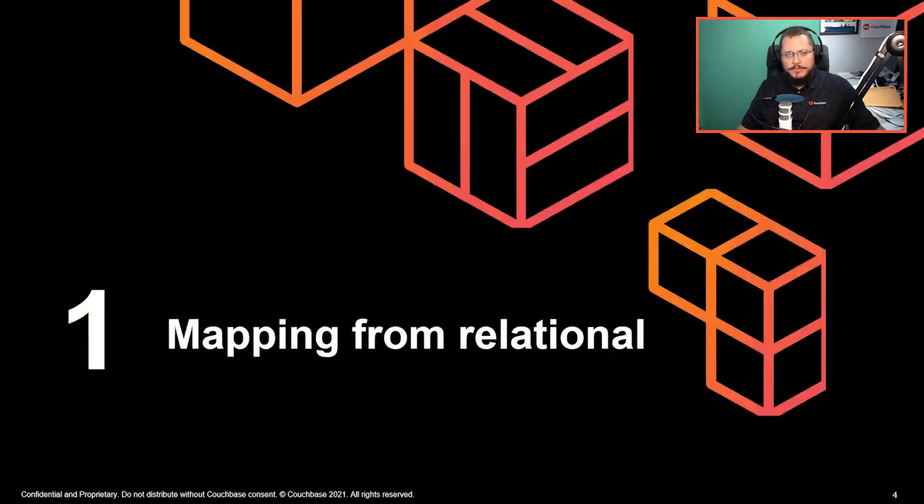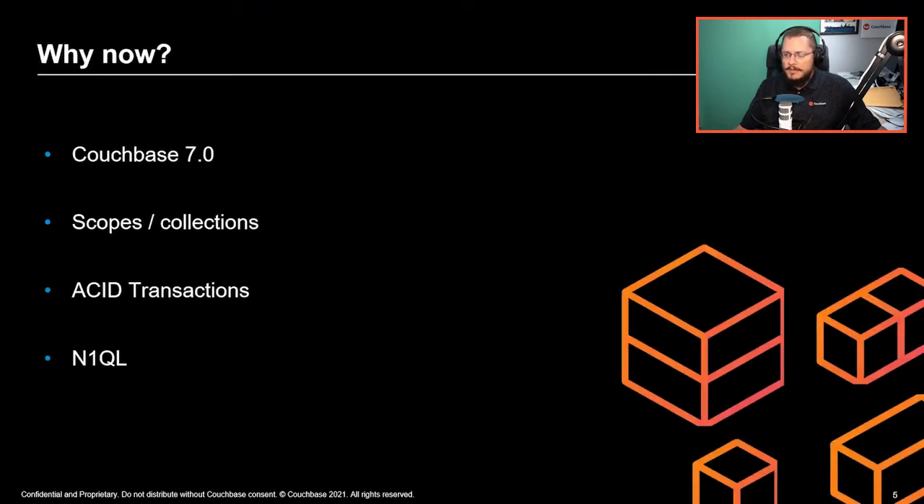So the first thing we're going to do is we're going to map data over from a relational database. And why are we doing this now? The features in Couchbase 7 make it easier than ever, and that's the main driver to starting to move those use cases over from relational to a modern database.